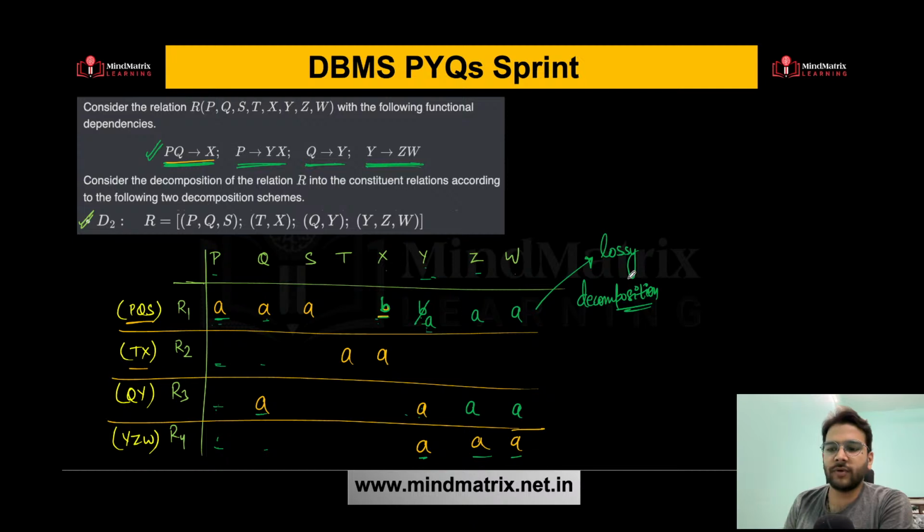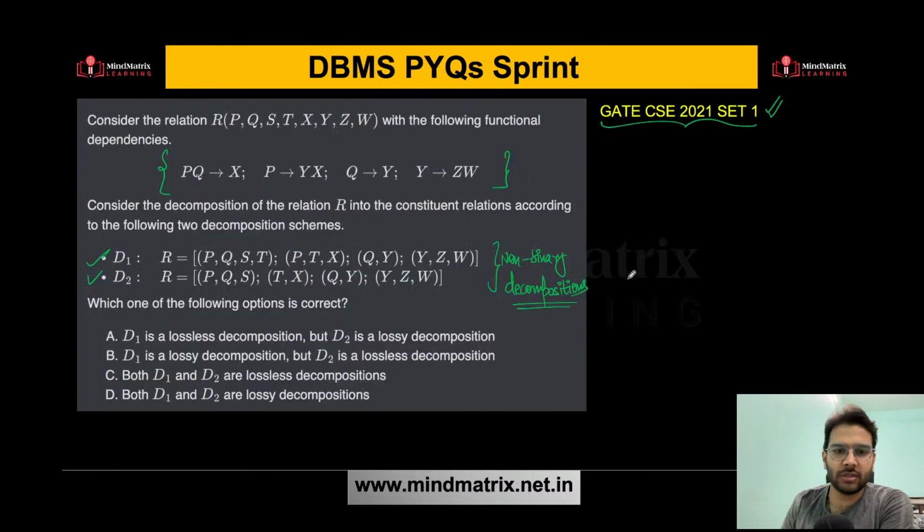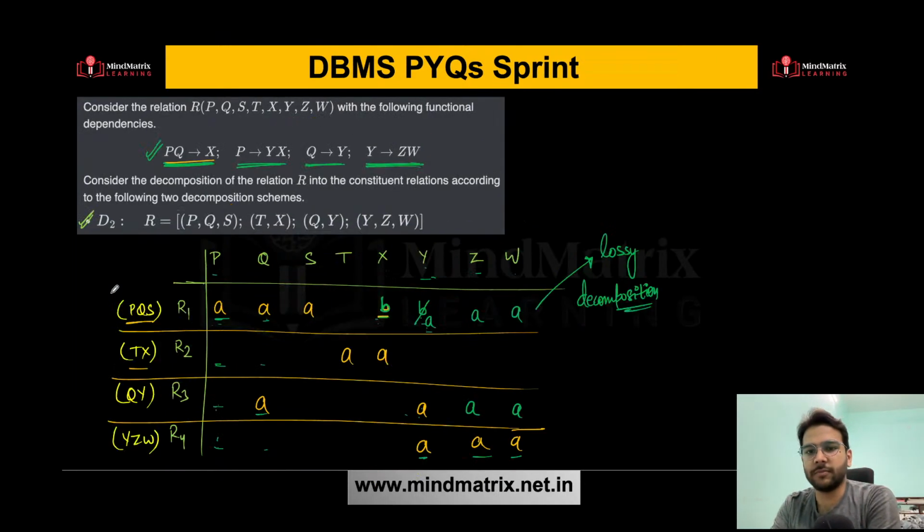Is this clear so far? This is a lossy decomposition, right? So D1 is lossless, but D2 is lossy decomposition. Option A is the correct answer here.